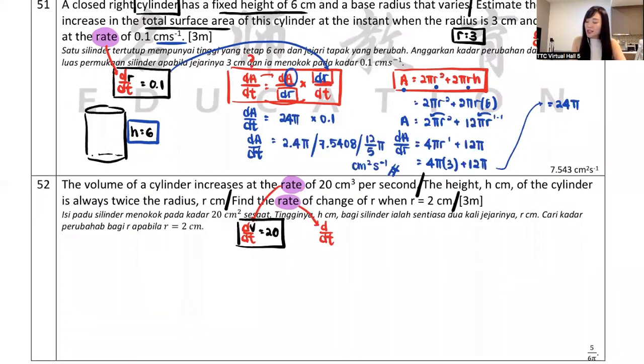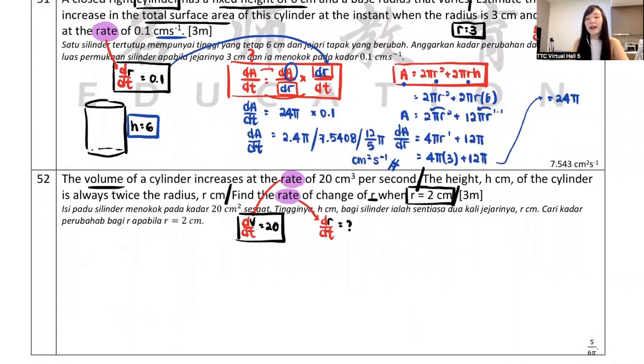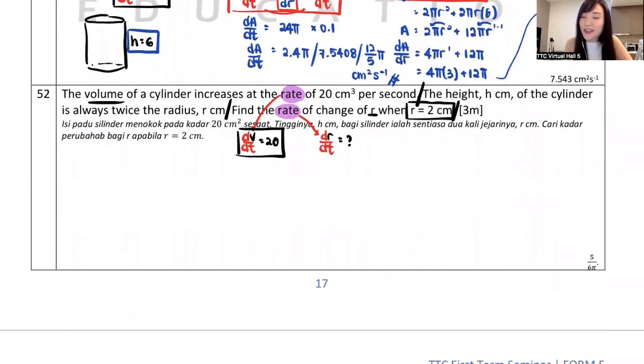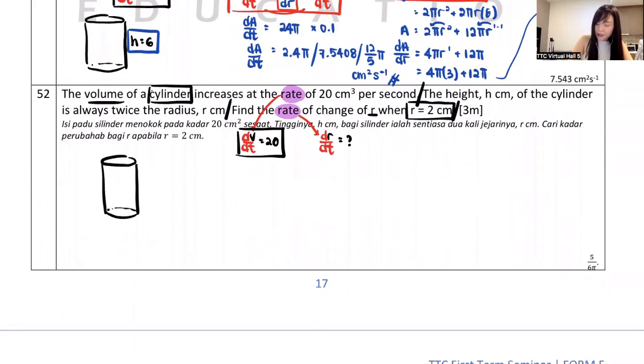Okay, it's 20. Next one, they say, find the rate of change of R. This one is volume, so it's dV/dt. This one is R, so it's dR/dt. They even tell me R is 2 cm. Again, they never draw the shape for me and never give me the equation, but they tell me the shape is still a cylinder. So a cylinder will look like this.